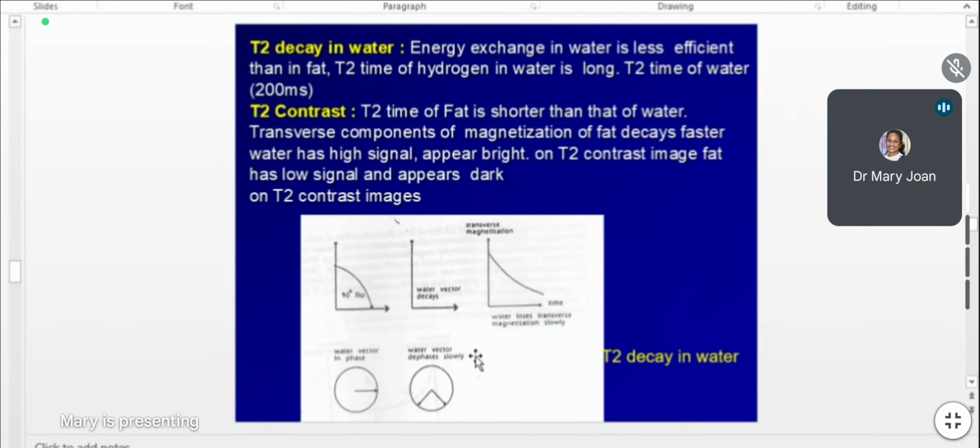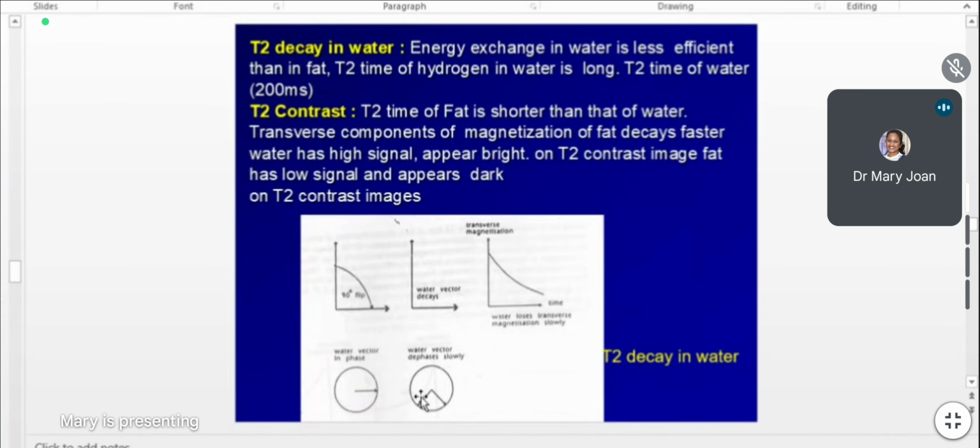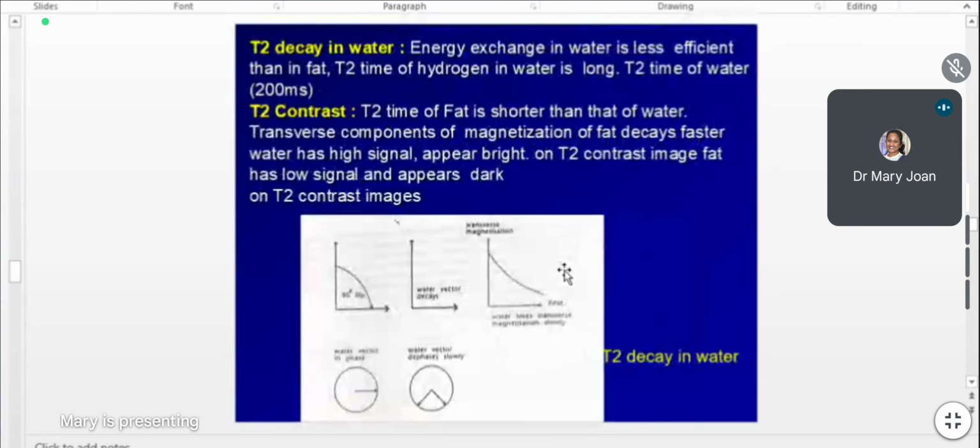You can see here the fat vector in phase, and the fat vector dephases quickly. It moves faster, and here you can see that it moves slowly, coming down over a longer period of time. Water loses transverse magnetization slowly. Here you can see it coming down within a small period of time, and here it is taking more time to come down.